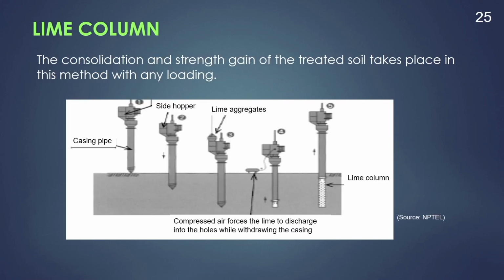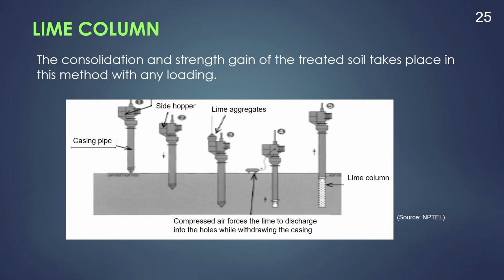Generally, lime stabilization techniques can be carried out for a shallow surface. That means the soil up to, say, a few feet can be treated with lime. However, if we want to do this lime treatment for deep soil, then we need to go for a lime column. In a lime column technique, a column will be created using lime. Here you can see the different processes. The consolidation and strength gain of the treated soil take place in this method without any loading.